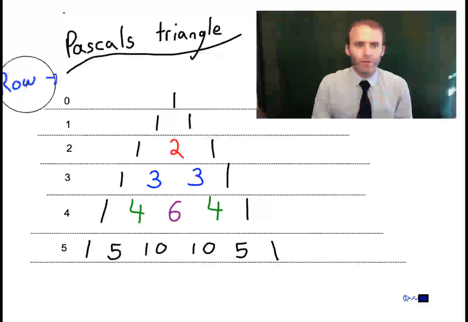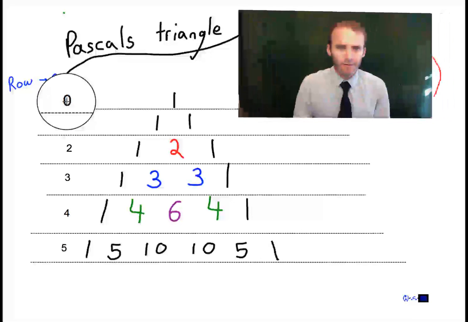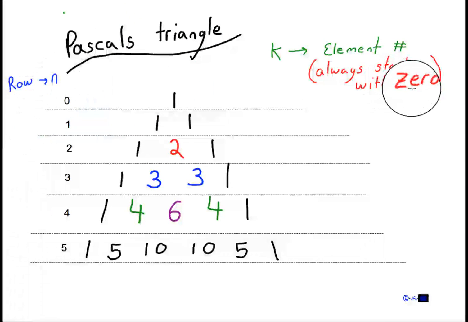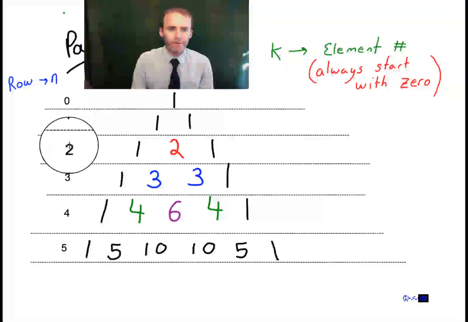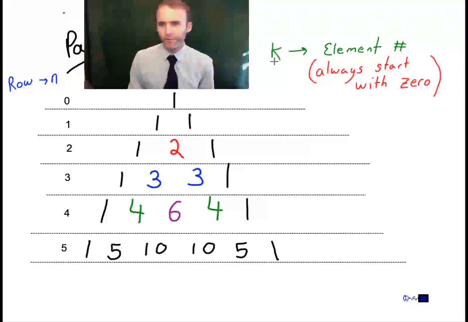So now let's look at this. The row over here, we're going to represent as an N. We're going to use the letter N to represent the row, and we're going to start off at 0. Here's a quick tip: always start with 0 in Pascal's triangle. So the row starts at 0th row, 1st row, 2nd row, 3rd row, 4th row, and 5th row. Now we're going to have another letter represent the element number. K is the element number. And again, always start with 0.